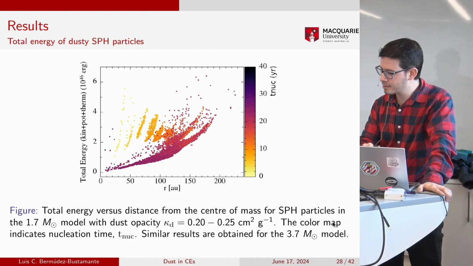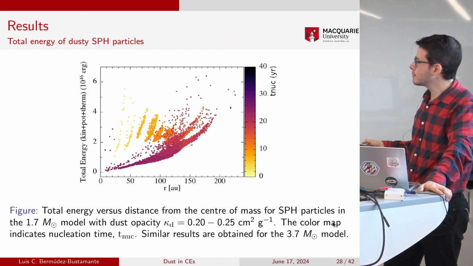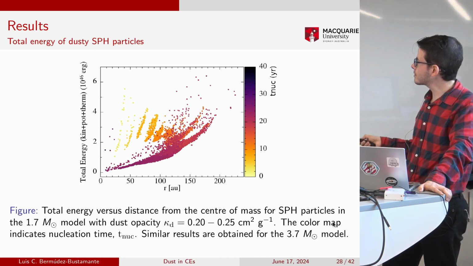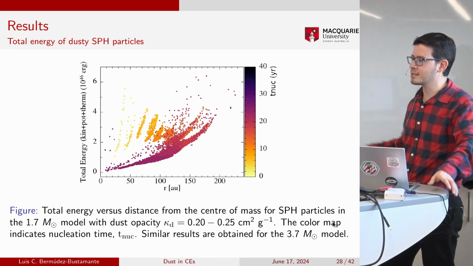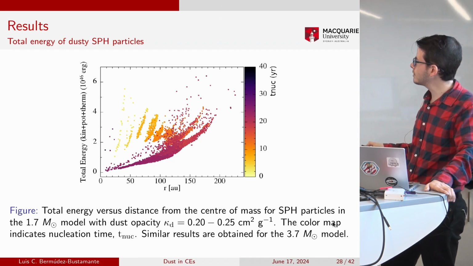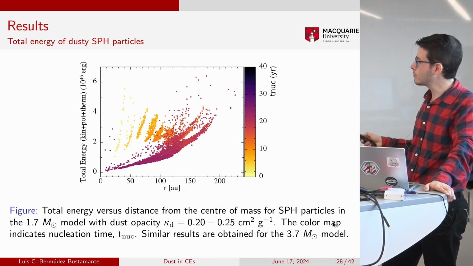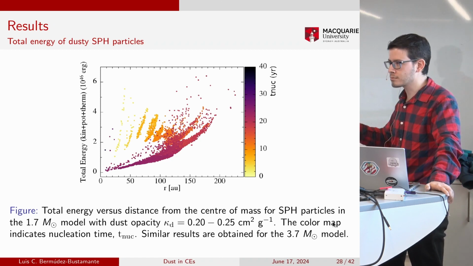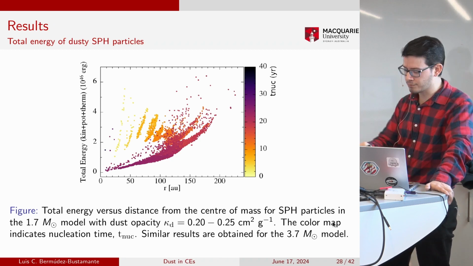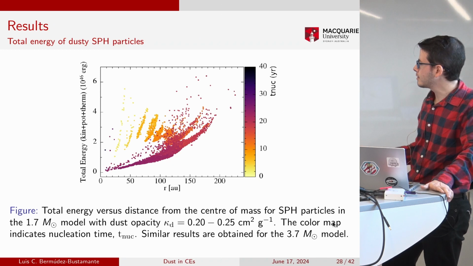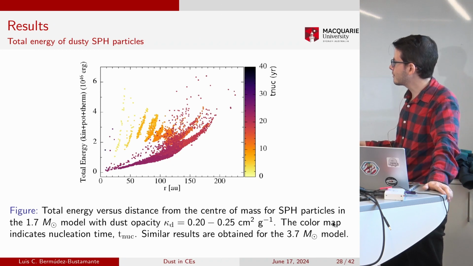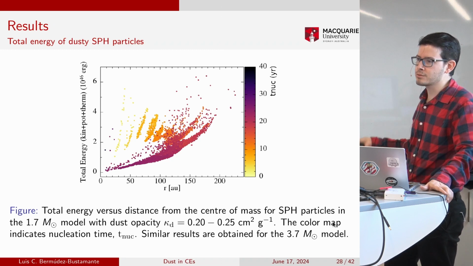I say this is because we calculate the total energy of the SPH particles with dust formation at different times from beginning to end of the simulation. And you can see here that the total energy, kinetic, potential, thermal, of these particles is larger than zero. So at the end, the main result is that dust is forming in already unbound regions. So the effects of dust formation for the evolution of bound mass is minimal. There is no effect. But this is because we are considering recombination energy.